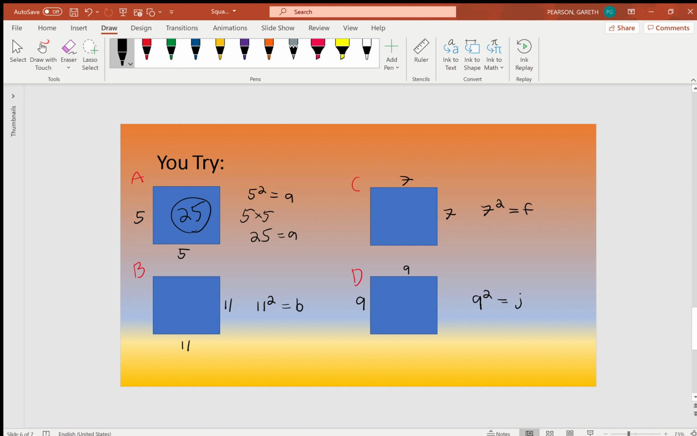That's your answer. For B, same thing. Well, it's a square. 11 times 11, 121. So boom. That's your answer. 11 squared is 121. For C, 7 squared. Find the area of the square. That's 49. So 7 squared is 49. Done. And the last one, D. 9 squared, that's going to be 9 times 9. Well, 9 times 9 is 81, so D is 81. Boom, super easy.